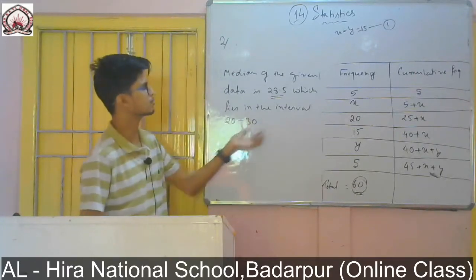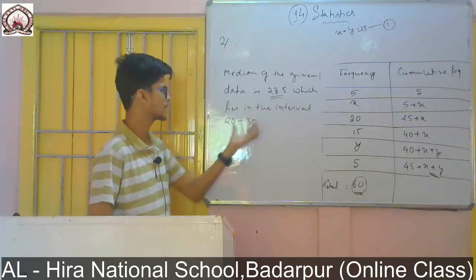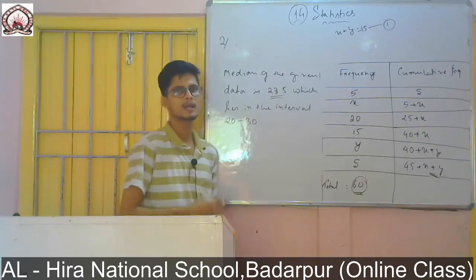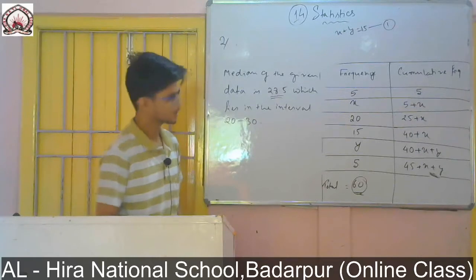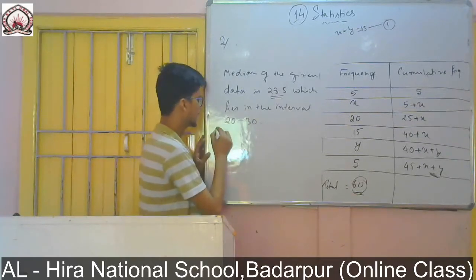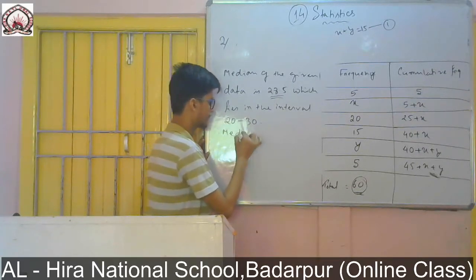Why have I written this? Because the median is 28.5, so it lies in the interval 20 to 30. Therefore this will be our median class.